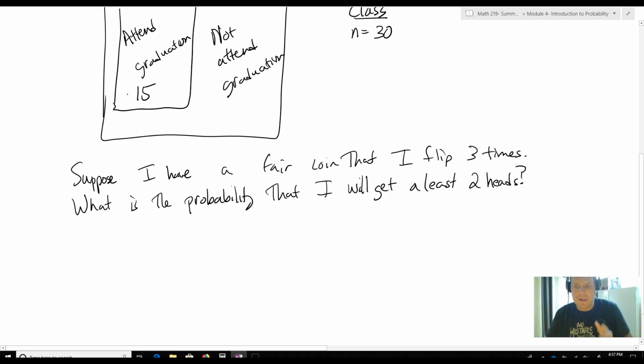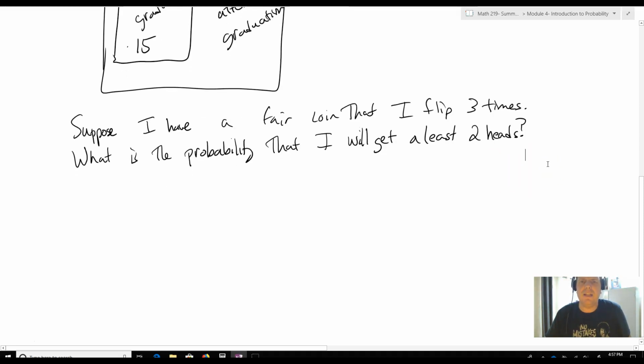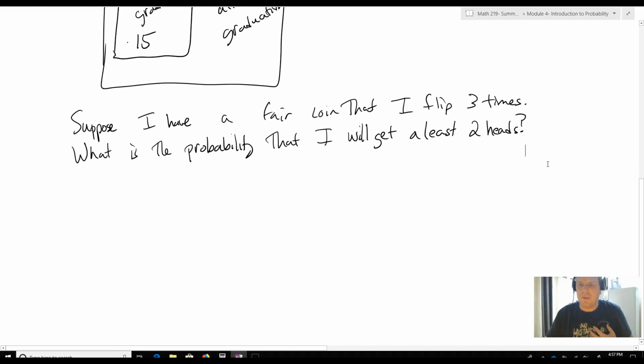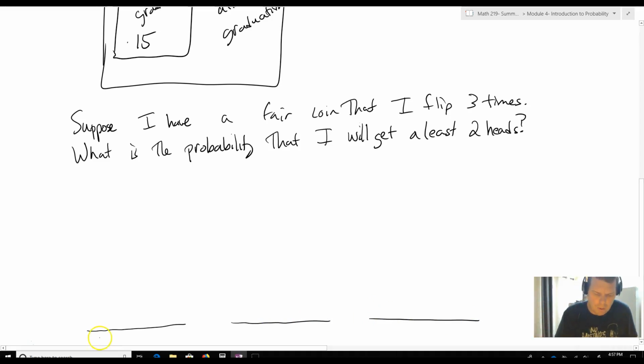Now, in order to think about 3 flips of the coin, I'm going to create a tree diagram to help me think about the sample space. For a tree diagram, I'm going to have three sets of branches, each one representing a flip of the coin. So we have the first flip, the second flip, and the third flip, okay? For the first flip, I have two choices: one's going to be heads, the other one's going to be tails. For the second flip, I'm going to have heads and tails.